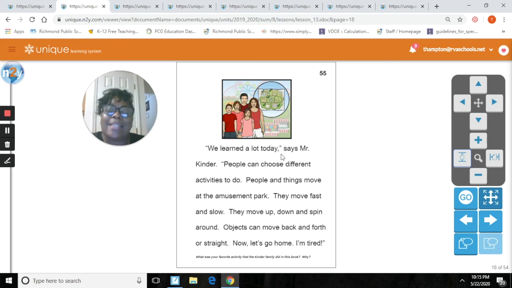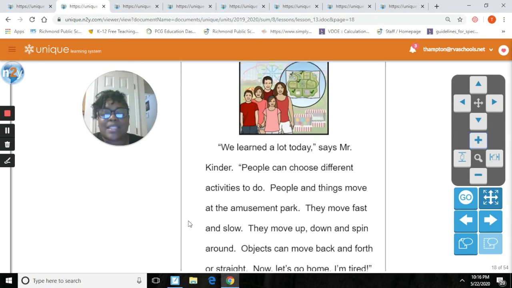Okay, we learned a lot today, says Mr. Kinder. People can choose different activities to do. People and things move at the amusement park. Yes, there's a lot of movement, right? They move fast and slow. They move up, down, and spin around. Objects can move back and forth or straight. Now, let's go home. I'm tired. All right. Okay, let's see what that focus question says at the bottom.